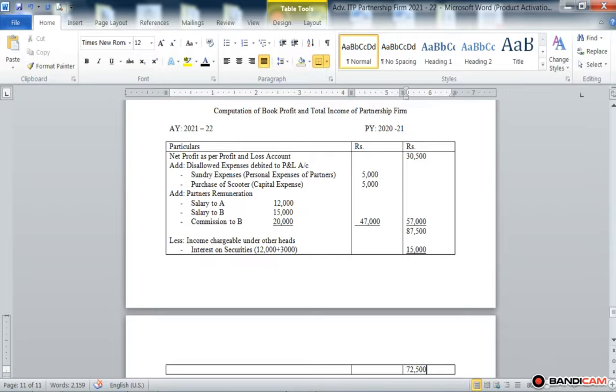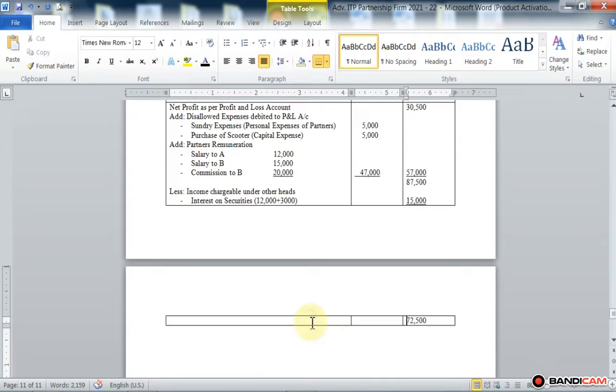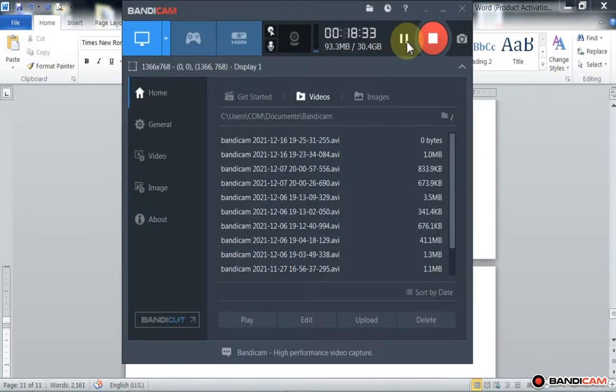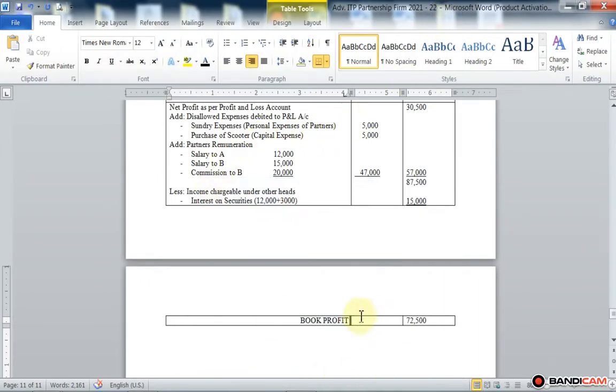That total is called, that 72,500 is called the book profit. Here we find out the book profit, amounting to rupees 72,500.